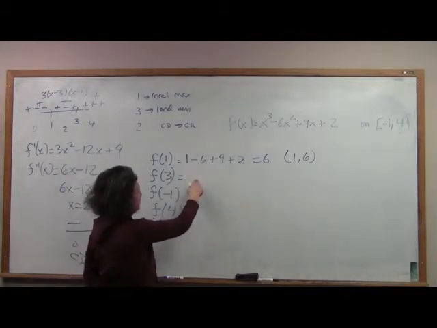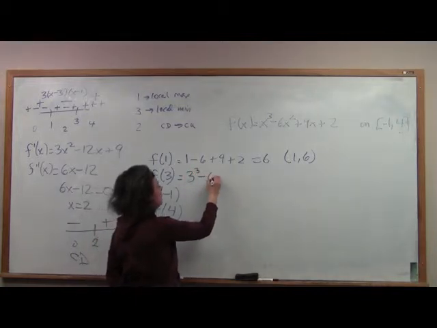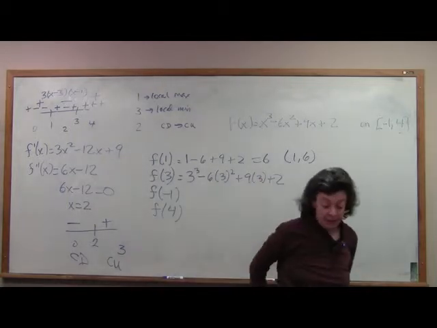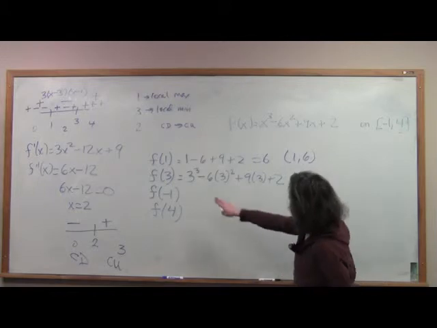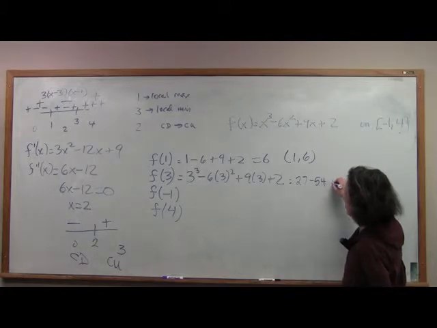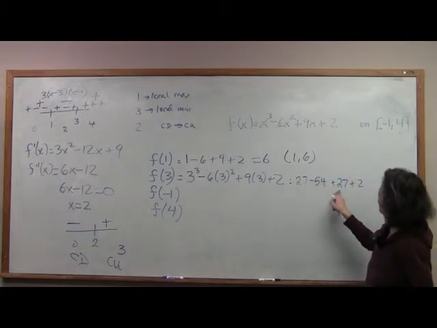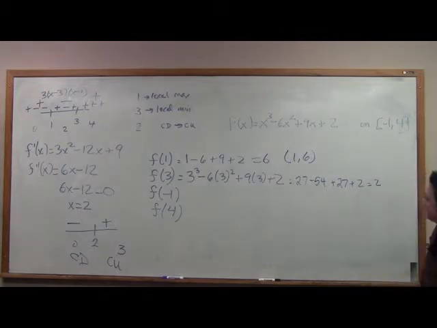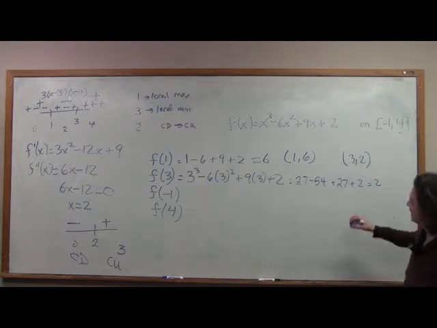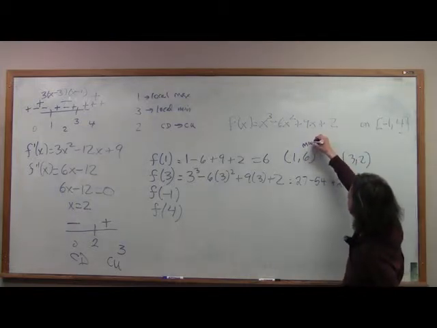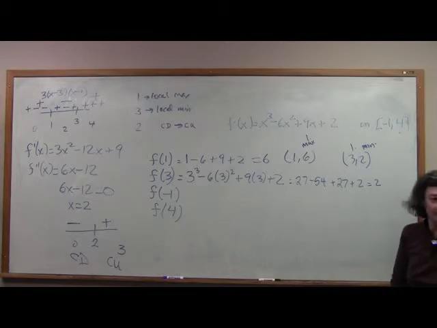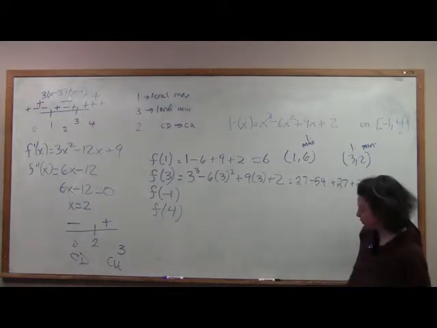Let's take 3 and plug it in. What do we have? We have 3 cubed minus 6 times 3 squared plus 9 times 3 plus 2. And if I plug 3 in, well, what do we have? We have 27 minus 54 plus 27. Oh, I love it. Notice these guys all cancel each other out. We just get 2. So now I also know that I have the ordered pair (3, 2). And again, we know that the one at 1 is a local max, and we know that this guy here is a local min. All right. So we got two ordered pairs.